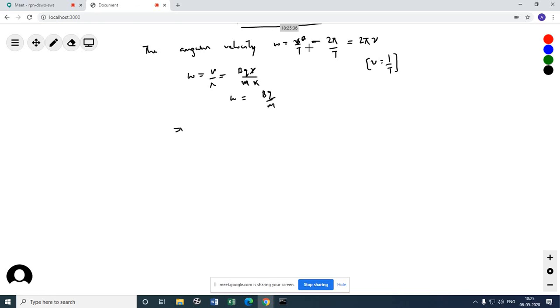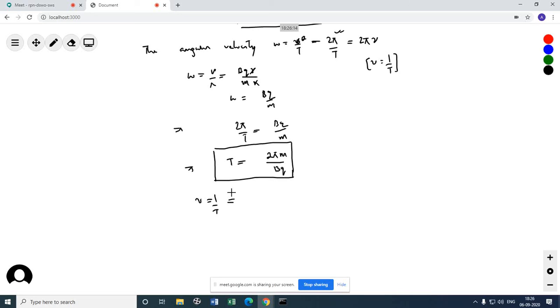Now using this expression I can write 2 pi by t is equal to Bq by m. So the time period is equal to 2 pi m by Bq. This is the time taken by the charged particle to complete one revolution. What will be the frequency then? Frequency is equal to 1 by time period. That gives me what?